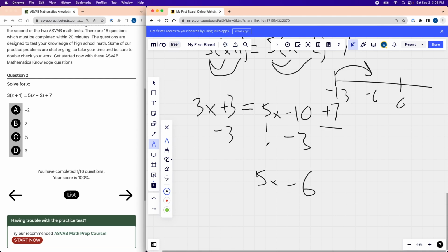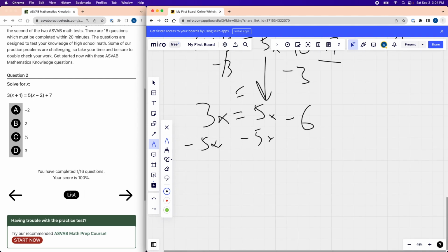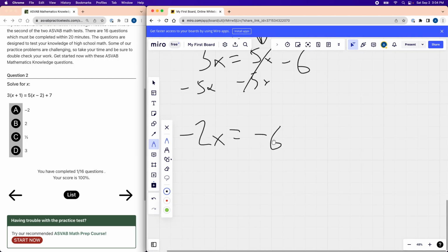We still have our 5x right here, so we'll drop that down. The plus 3 and the negative 3 canceled out, so now we're just left with 3x equals 5x minus 6. All right, let's go ahead and get x over on one side here. So we're going to subtract 5x over here, subtract 5x over here. The 5x's will cancel out, and now we have 3x minus 5x. So we have 3 of something, and we're taking away 5, so we're actually left with negative 2x equals a negative 6.